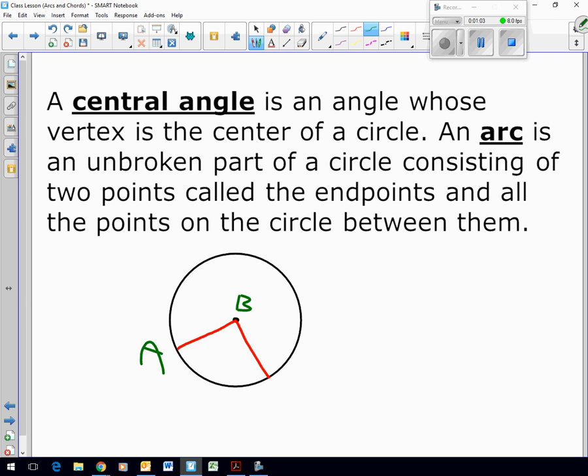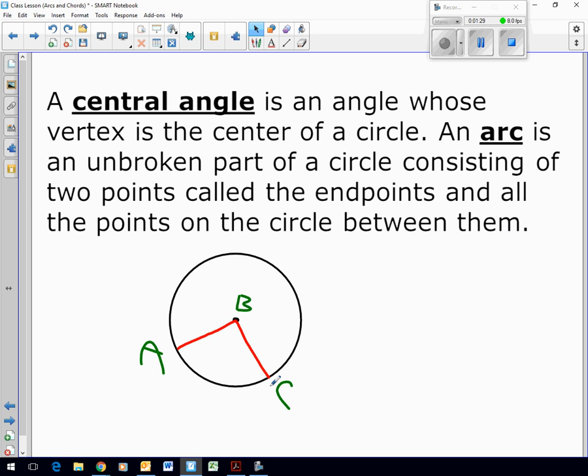So in this case, look at this circle up here. Angle B is called a central angle. It's an angle whose vertex is the center of the circle. There's a dot right there in the center. That's angle B. Or we would call it angle ABC or CBA. You can learn it that way, and that's no problem.